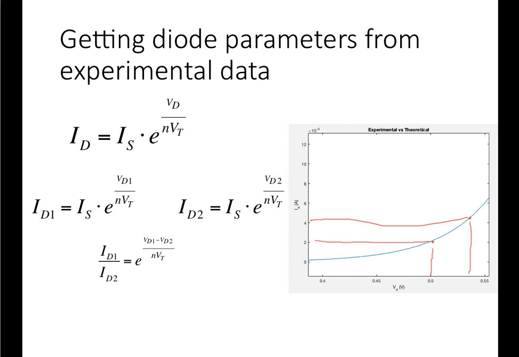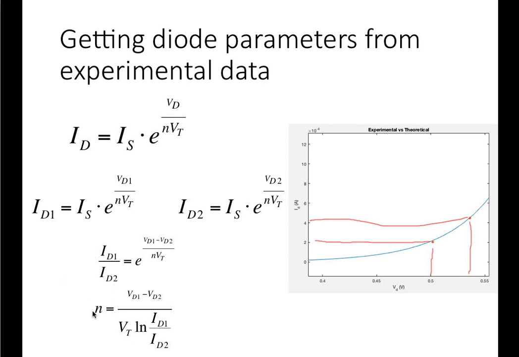Well, I want to solve these, so let me go ahead and divide the two equations, and that lets me cancel out IS, and the exponents of E subtract. Then I will solve this equation for N. So if you take the log of both sides and divide both sides by the log of ID1 over ID2, and then multiply by n to move it to the other side, you end up with this equation.